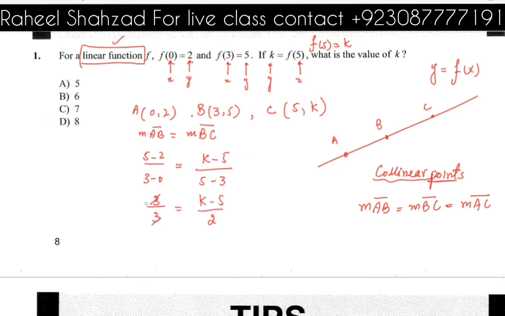You can cancel this 3 and 3. So cross multiplying, this will be 2 is equal to k minus 5. When you bring 5 here, it's 2 plus 5, that makes it k. So the value of k is equal to 7. So which option is 7? It is C. Got it? So option C is the answer for this question number 1.